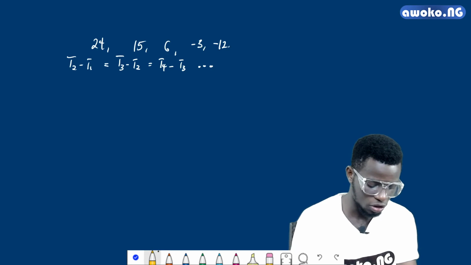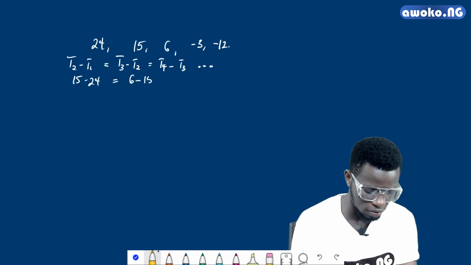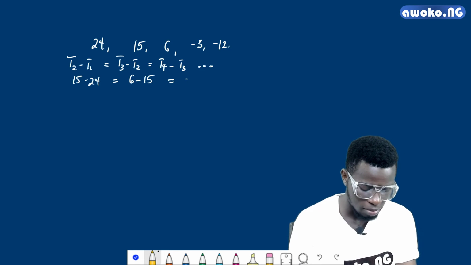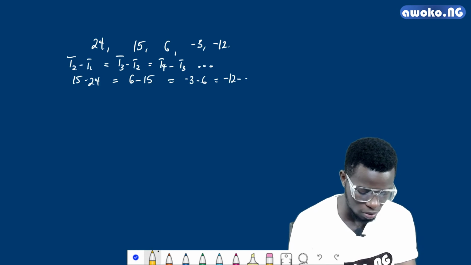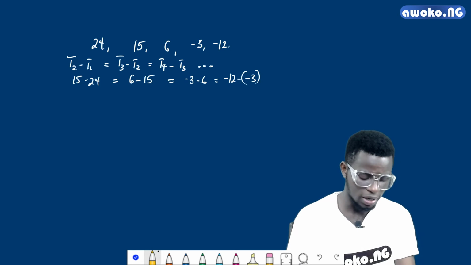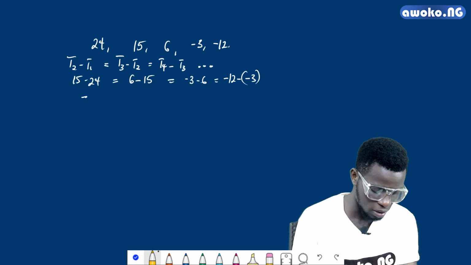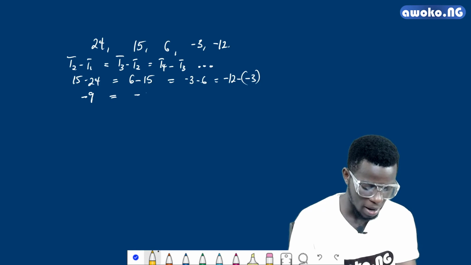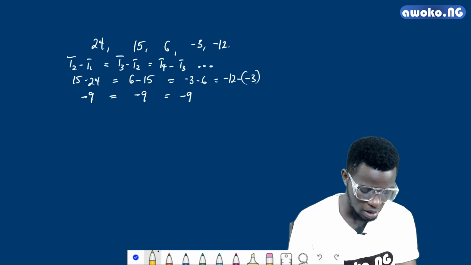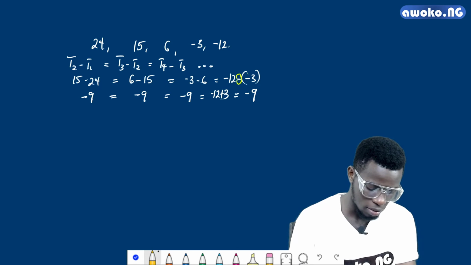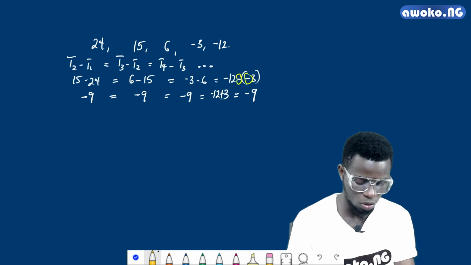Let us check. Will 15 minus 24 give us the same thing as 6 minus 15? Will it also give the same thing as minus 3 minus 6? And will it give the same thing as minus 12 minus 3? Let's check. 15 minus 24 is equal to minus 9, which is equal to minus 9, yes, which is equal to minus 9. And this is equal to minus 12 plus 3, which is also equal to what? Minus 9, because minus times minus will give us plus. So we have minus 12 plus 3, which is also equal to minus 9.